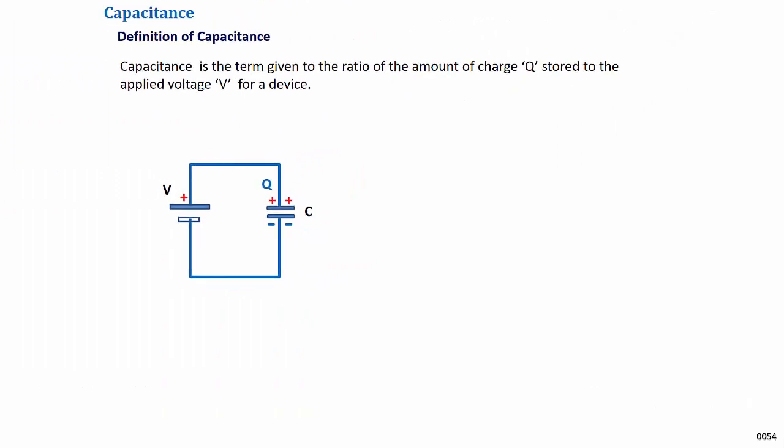Capacitance is the term given to the ratio of the amount of charge stored to the applied voltage for a specific device. The amount of charge a capacitor can store for a given voltage is termed its capacitance. The more charge a device can store, the greater its capacitance. The symbol associated with capacitance is the uppercase letter C, and its unit is the farad, abbreviated to the uppercase letter F. A capacitor is represented in a circuit diagram by the symbol shown.